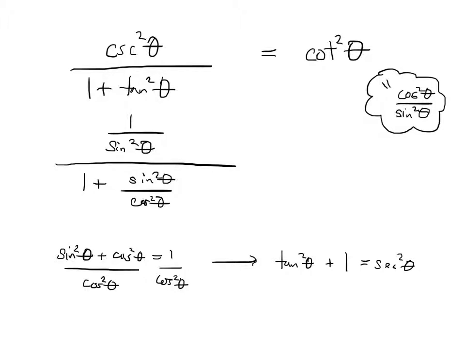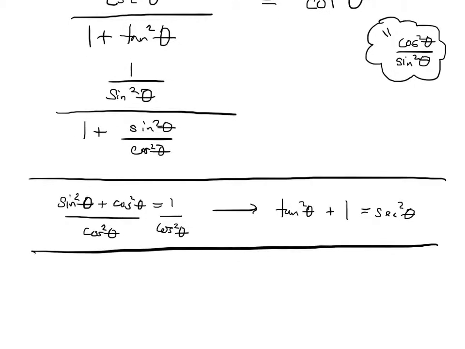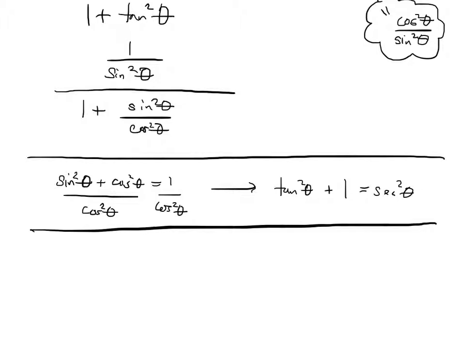Now I'm going to draw a dividing line between what we were doing and what we're about to do. If we look at the bottom, we probably want a common denominator. So 1 is cosine squared theta over cosine squared theta. Now we kind of see what's happening, because we're going to get 1 over cosine squared theta on the bottom.